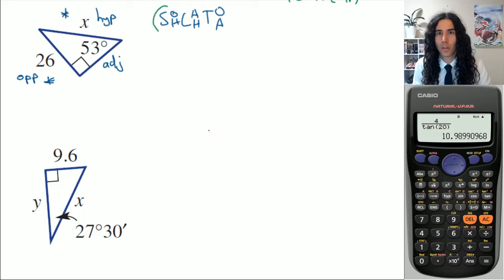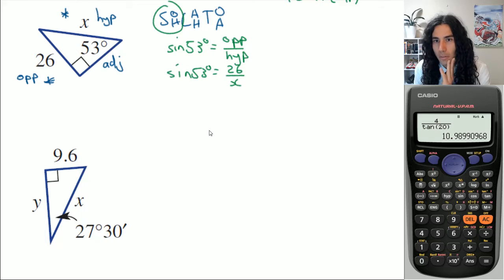Opposite and hypotenuse. Sine. Sine of 53 equals opposite over hypotenuse. I always write that to make sure I do the substitution correctly. So I really check it and I say opposite is definitely 26 and the hypotenuse is x. It just avoids making mistakes. I'll still do it the long way. I was thinking of taking a tan. That was the last question. I was thinking of taking a shortcut, but I won't.